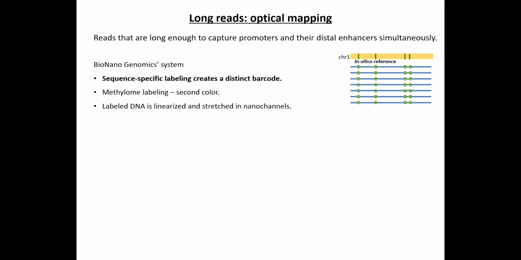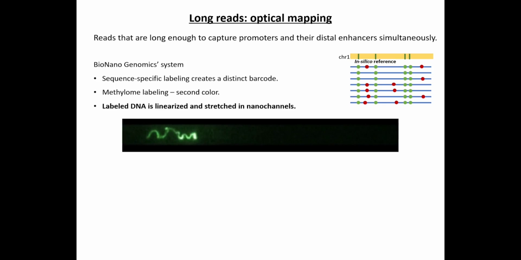We then turn to label the methylome. We use a specific enzymatic reaction that covers a reduced representation of the human methylome. Once the DNA molecules are duly labeled, they are stretched and linearized in nanochannels and are imaged as they translocate through them.